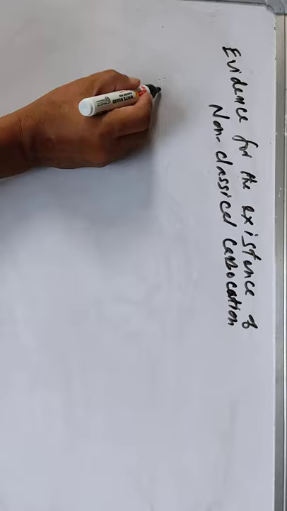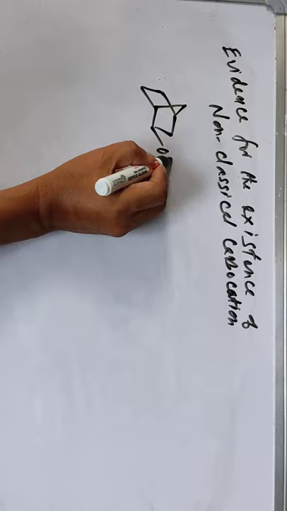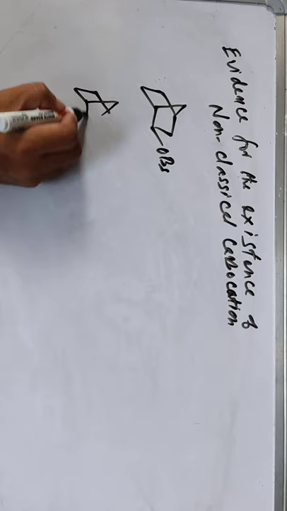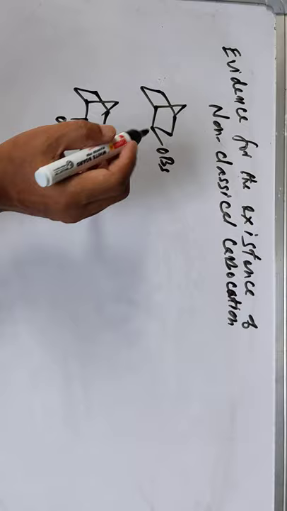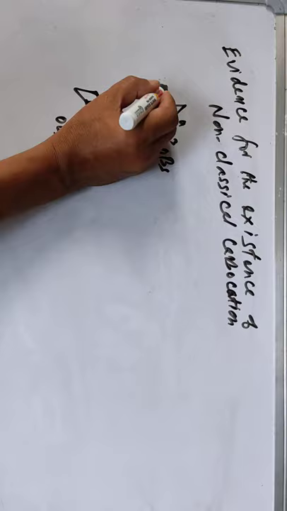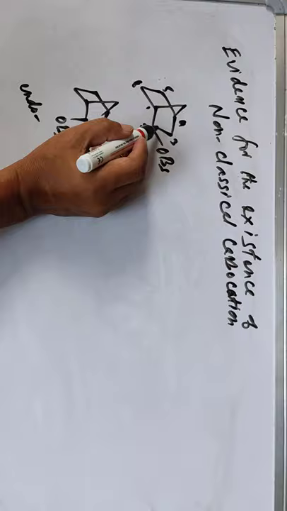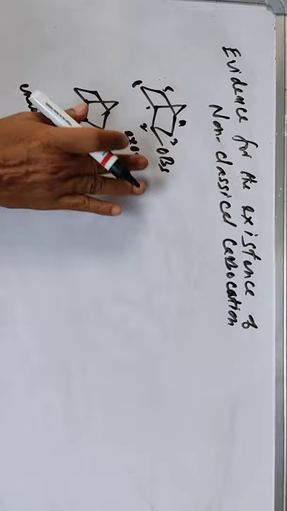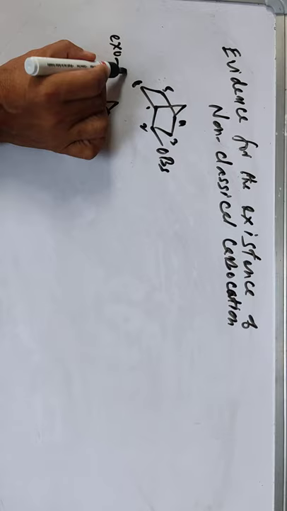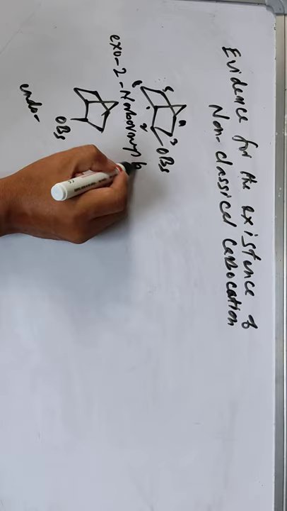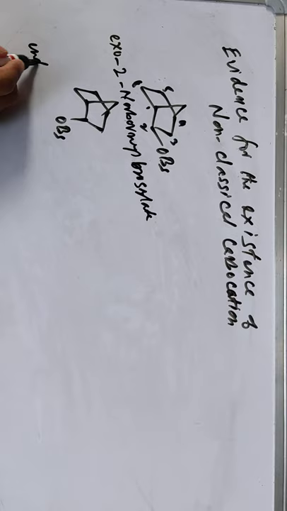Say we have exo and endo brosylate, OBs connected to exo. Another one is endo, OBs. OBs is brosylate. Numbering 1, 2, 3, 4, 5, 6. This one is exo, and this is endo. In detail, you can write the names of the compounds: exo-2-norbornyl brosylate, and endo-2-norbornyl brosylate.